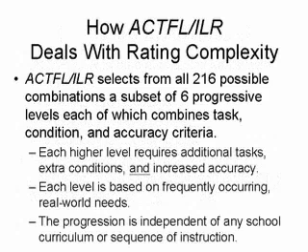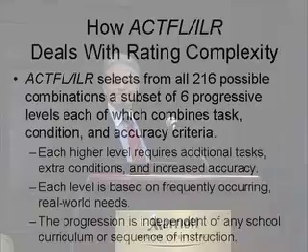So how does the ILR, or how do the ACTFL scales deal with this? They take, of those 216, a row that seems to make sense, where for the task to be performed, what are the kind of contexts you do that task in, and how well would you be expected to do it generally? They align them, and that becomes a criterion across that one level. All right? Each higher level requires additional tasks, extra conditions, and increased accuracy. That reduces the 216 down to 6.